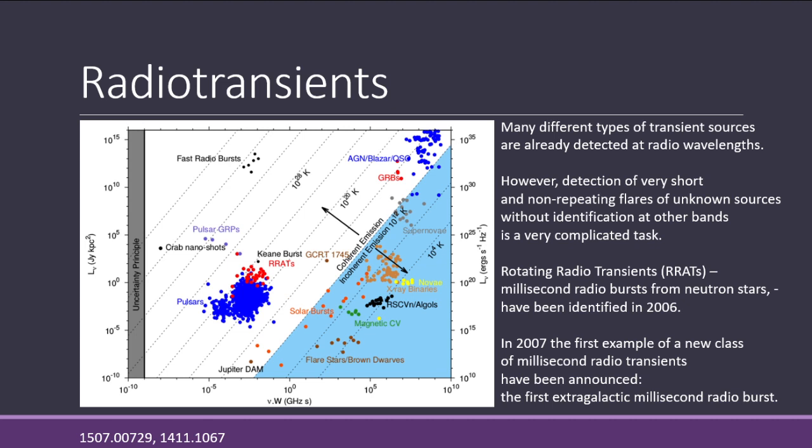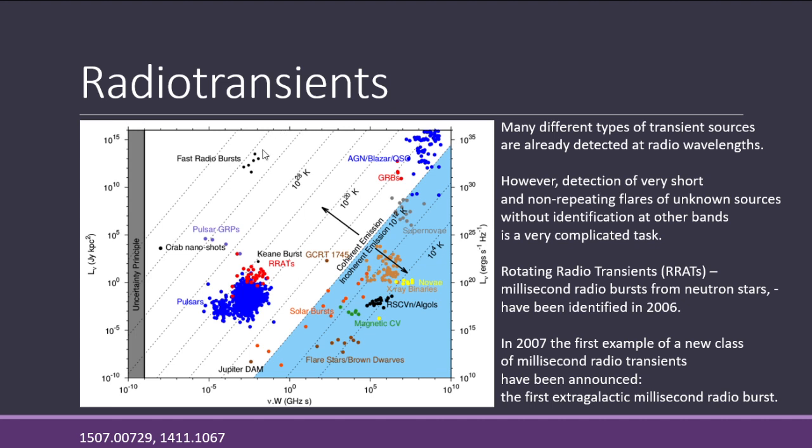Rotating radio transients actually are neutron stars. They are not much different from radio pulsars, but somehow they are different. And up to now we do not know for sure what's the exact difference between emission mechanisms of normal radio pulsars and rotating radio transients. But the second discovery made a few years later was really miraculous. This was discovery of what we call now fast radio bursts.